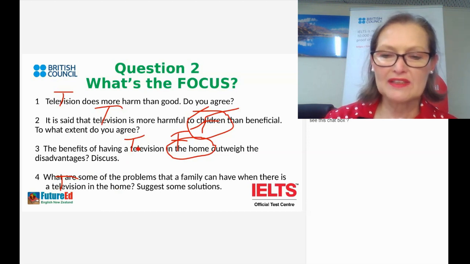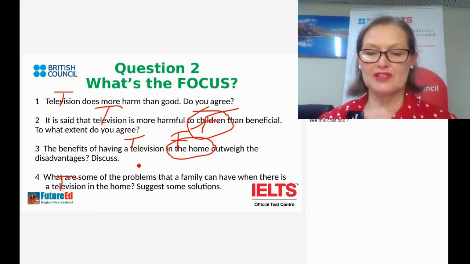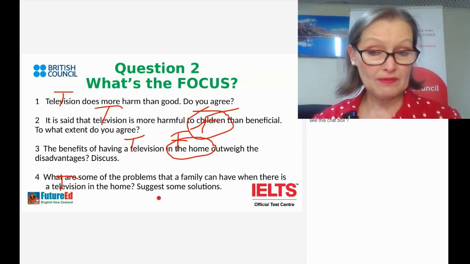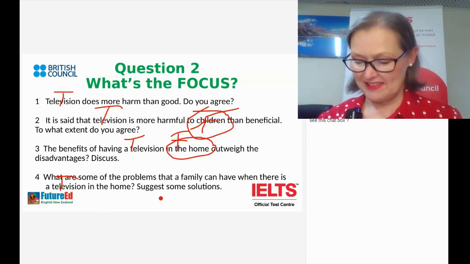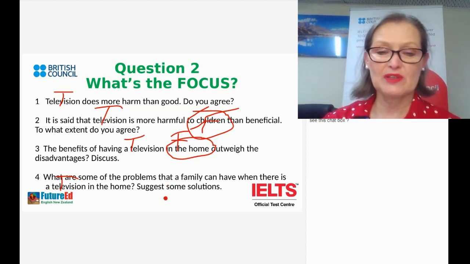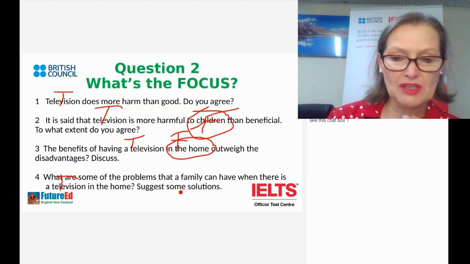Have a look at that. In the home, there it is. In the home. So that's going to be my focus. So now I can write about television. Can I write about children? Yes, I can, because of course children live at home too, don't they? Good. And once again, have a look at question number 4.